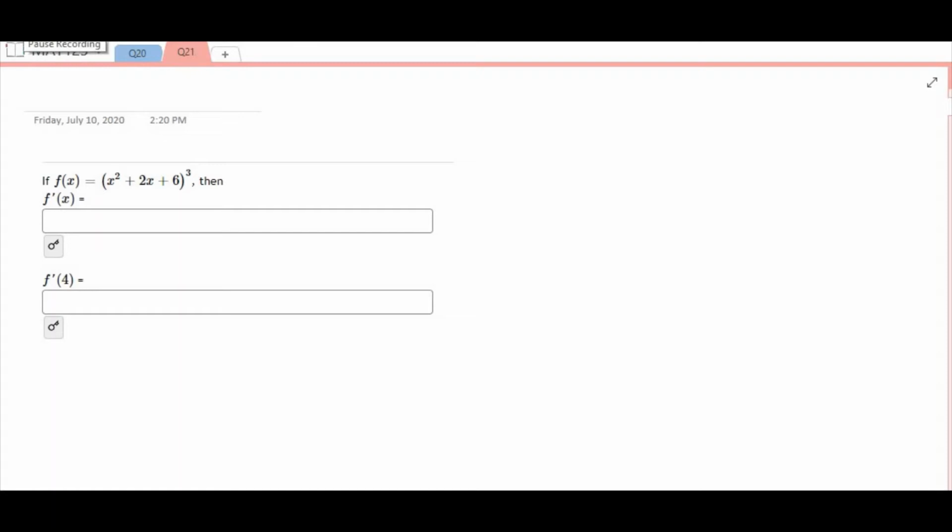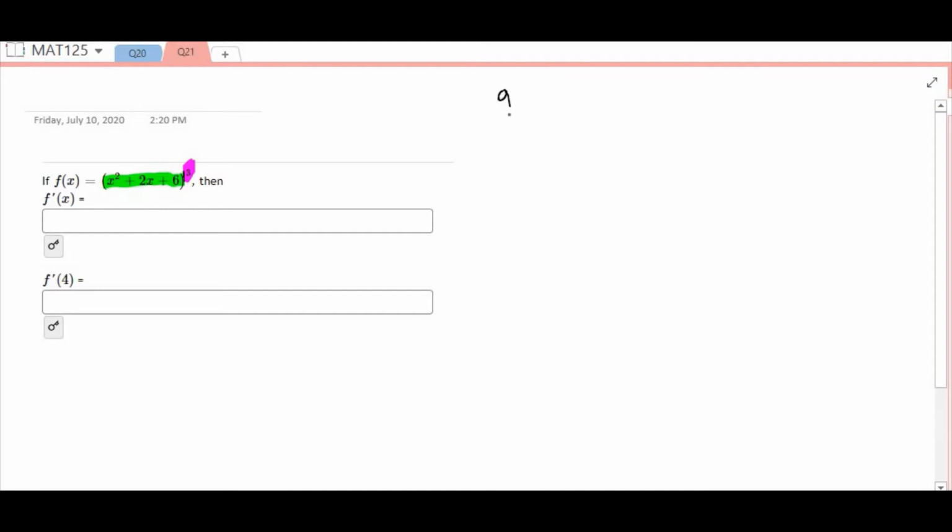This is question 21 from the test review. Again, we have a function. We're going to use the chain rule in this case. So we have an inner function and we have an outer function. And in this case, we're going to use the chain rule one more time.